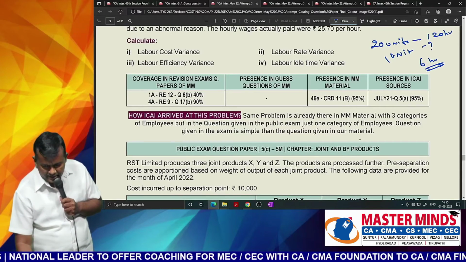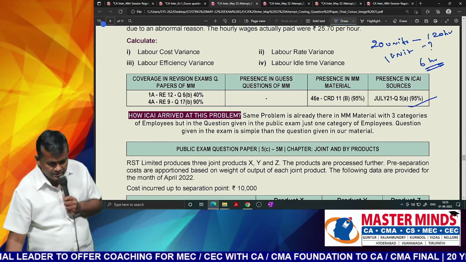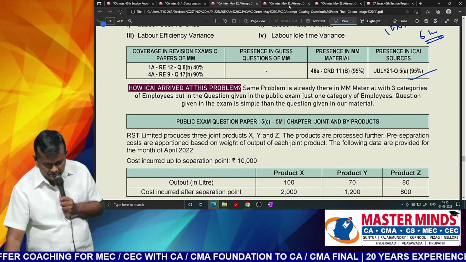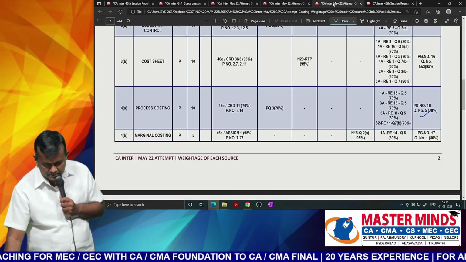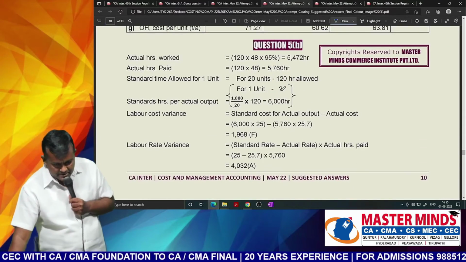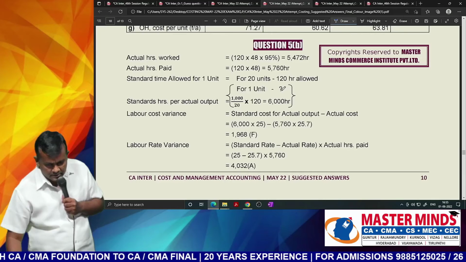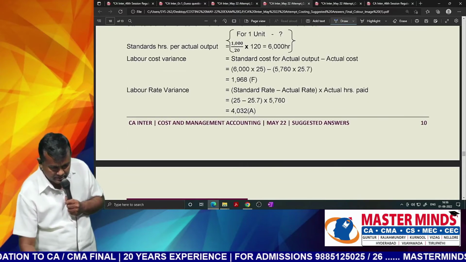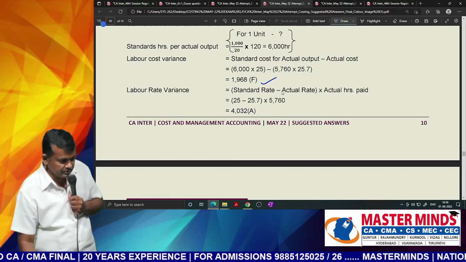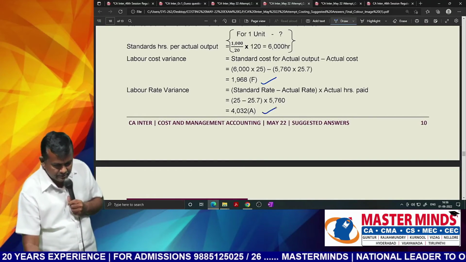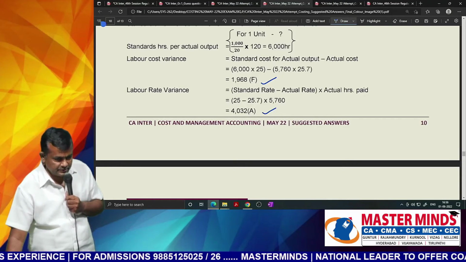Right, 95% means just the numbers change. Next, 5C. I will show the answer. This is the problem, sir. So labor cost variance 1968 favorable. Labor rate variance 4032 adverse.